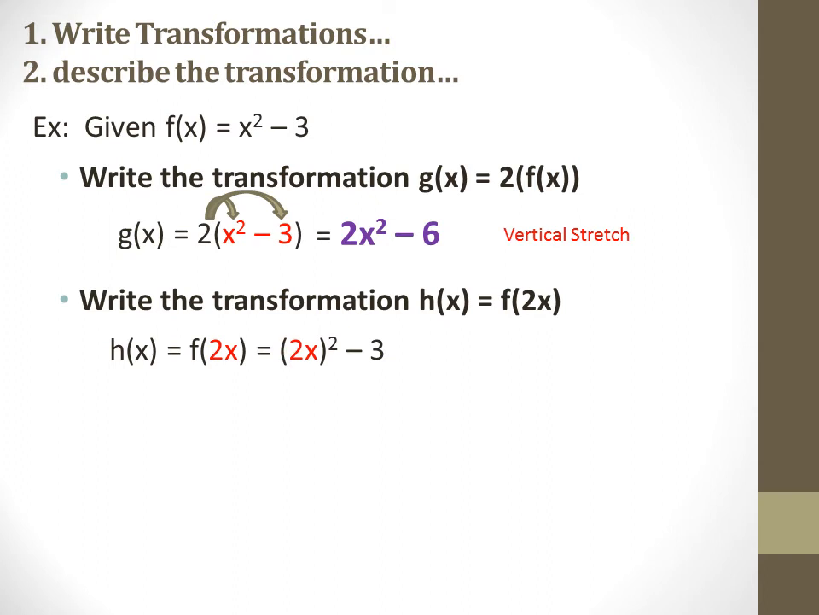So notice how our original function was x squared minus 3, and all we did was sub 2x in for x. When we simplify, we have to distribute this power of 2 to both of the terms inside the parentheses. So it becomes 2 squared x squared, which when simplified becomes 4x squared. We have the minus 3 still outside. This is our end result equation for this transformation. To describe it, notice how our 2 is inside the parentheses here. There's a horizontal stretch or compression going on. Which one is it?